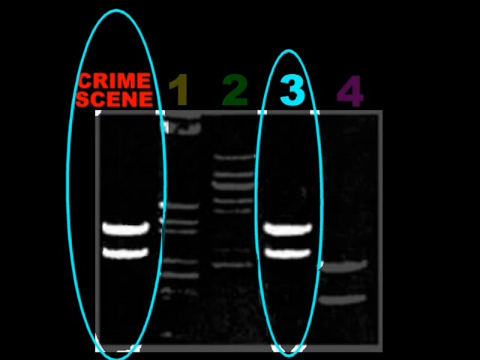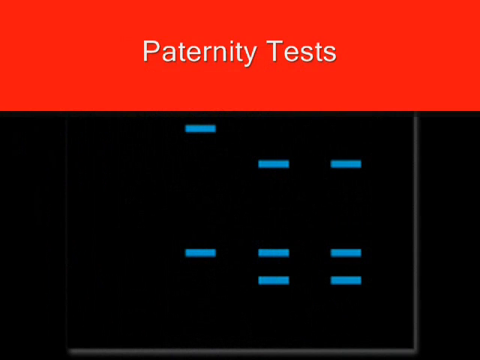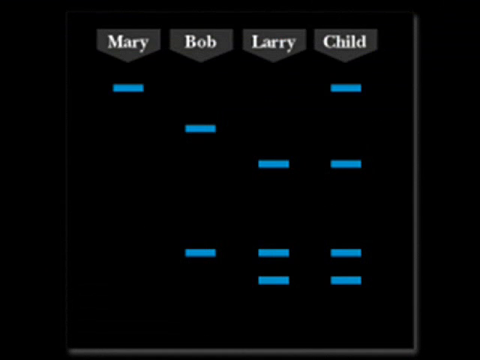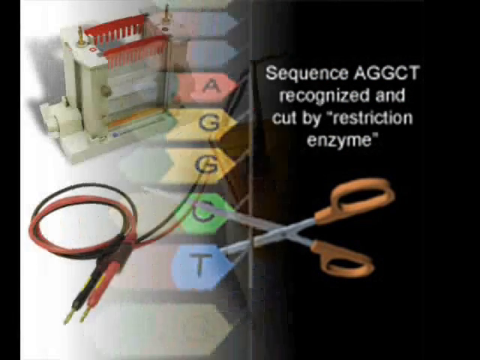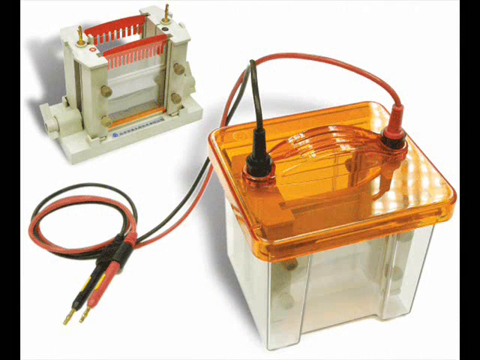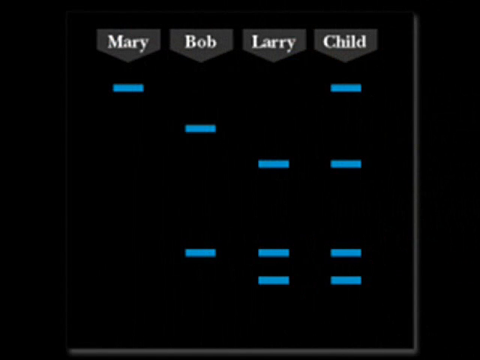Now let's look at how DNA testing could be used for paternity tests. In this example, DNA samples were collected from a mother, 2 potential fathers, and a child. The strands of DNA were cut into smaller segments, just as in the previous example, through the use of restriction enzymes. After the DNA was subject to a voltage and run on a gel, we observe these patterns.